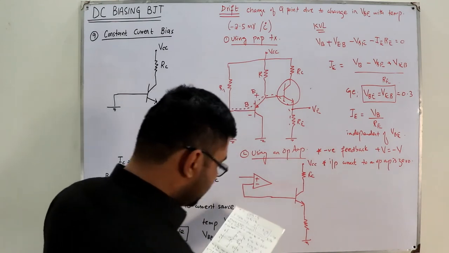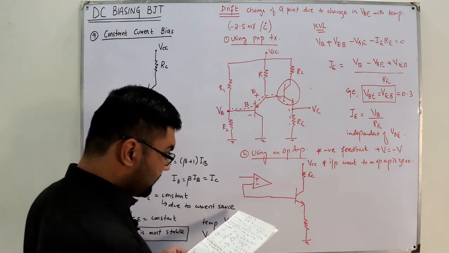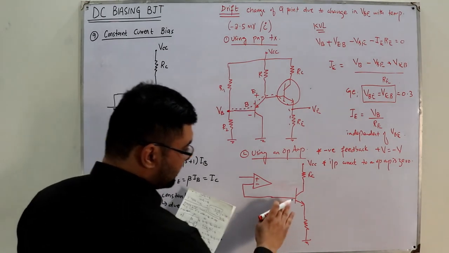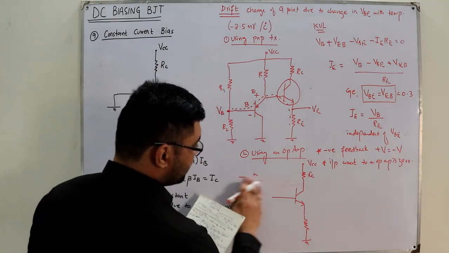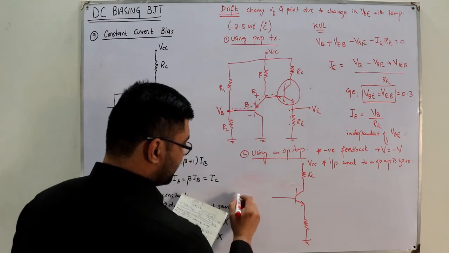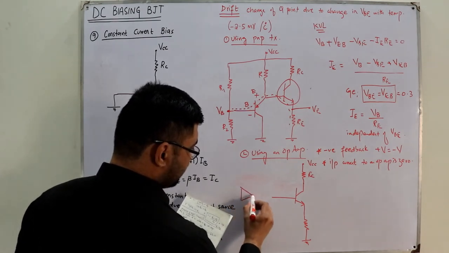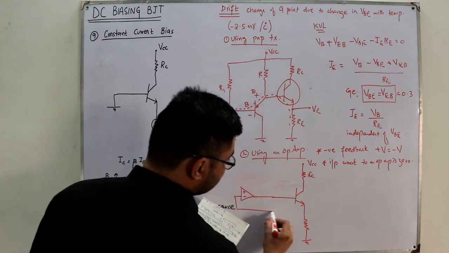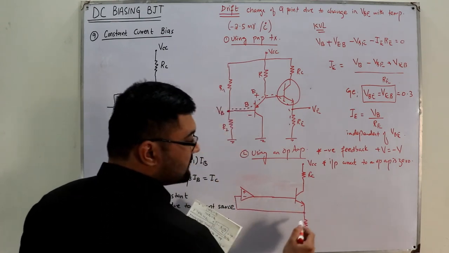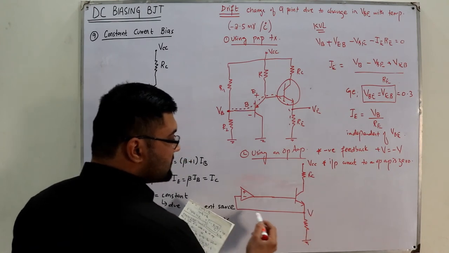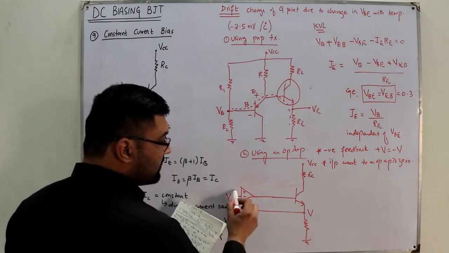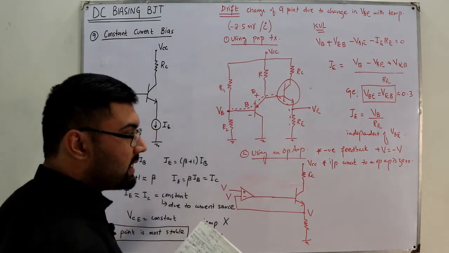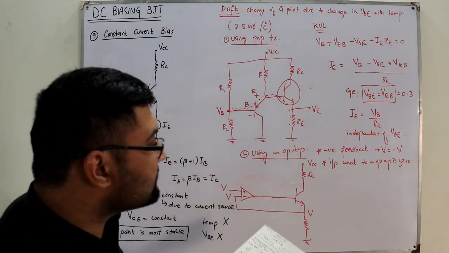Let's say the voltage, have I connected it wrong somewhere? This is connected to the base. Wait, I have connected it wrong. This is something like this, plus minus, and this is over here. So let's say the voltage over here is V. The voltage at the negative terminal would be V, and at the positive terminal would also be V. This is for the negative feedback configuration, and the input current I'm saying is zero.